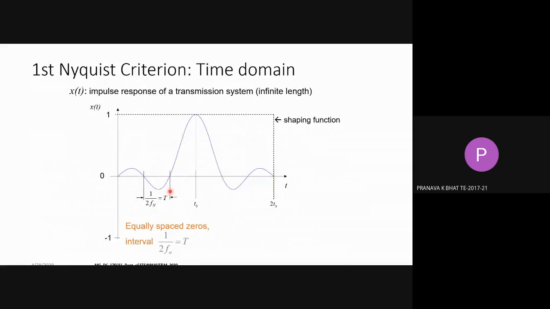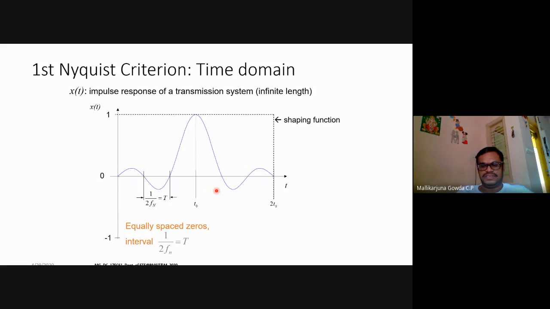Yes, this is the sinc function, first pulse. Then I gave a second pulse, then the third pulse, then the fourth pulse, right? Then I'm saying no ISI, and here I'm marking these as zero crossing points, where this pulse magnitude is 0. But for the other pulse, it is maximum at that point. And for the rest of the intervals, it is 0. Right?